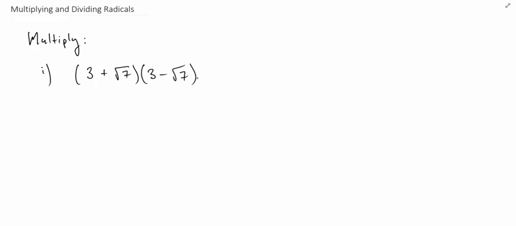Alright, hello math people. Today we are going to look at multiplying and dividing radicals, which is roughly 1.4 and 1.5 in your workbook. So the first one, see what happens when we multiply something out like this. Recall binomial expansion. Another way people remember this is FOIL: first, outside, inside, last. So you're distributing each term to the other one.